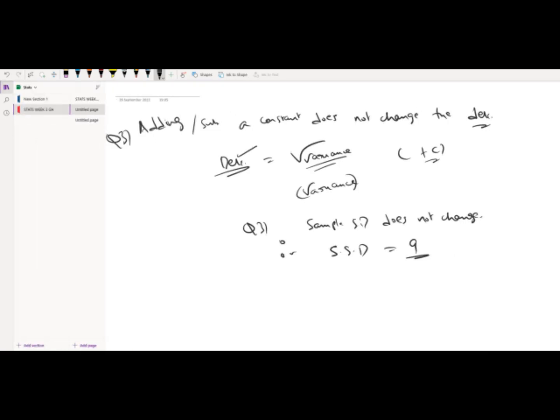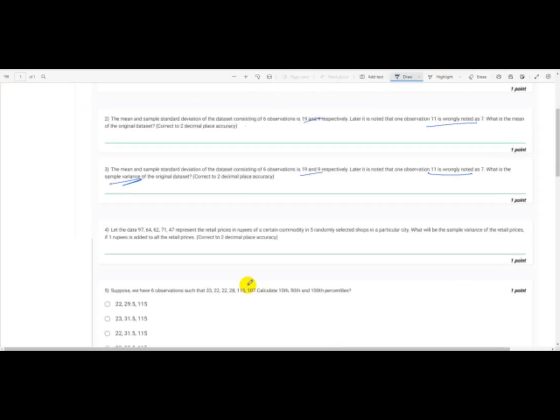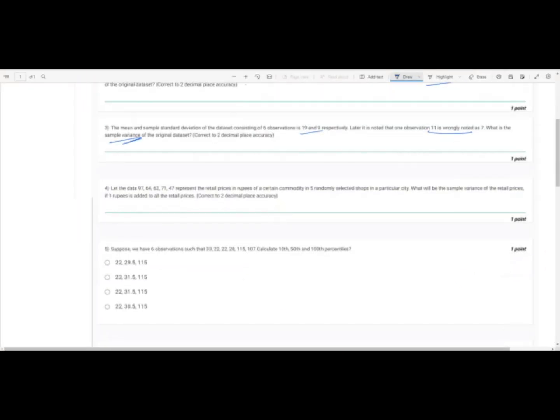And now let's move to question number 4. What is there in question number 4? Let's have a look at question number 4. We are given the data 97, 64, 62, 71. Let's represent that in our note.